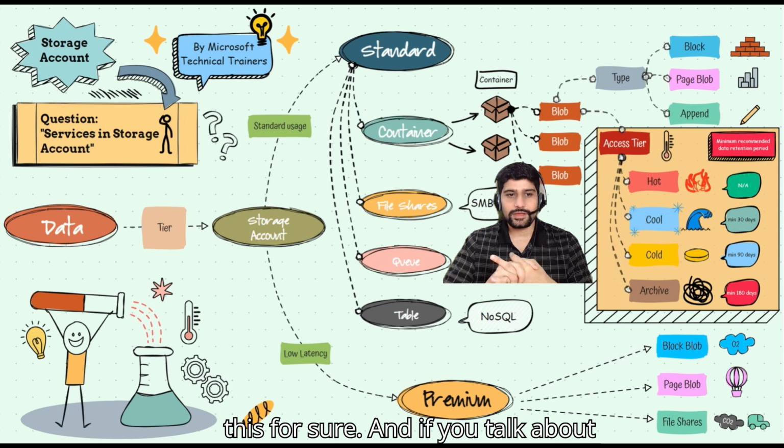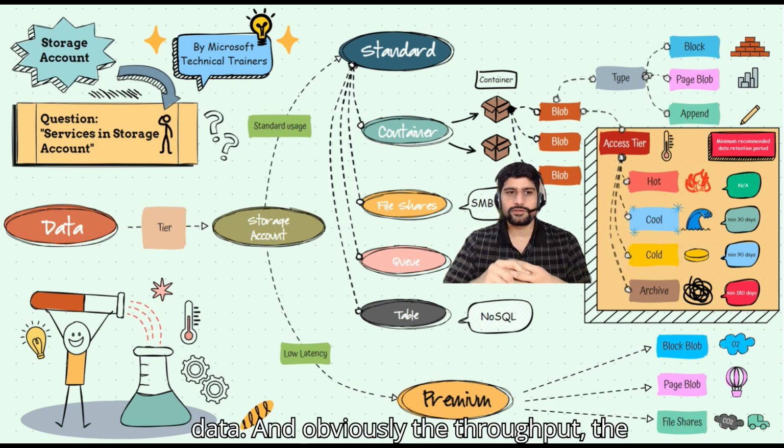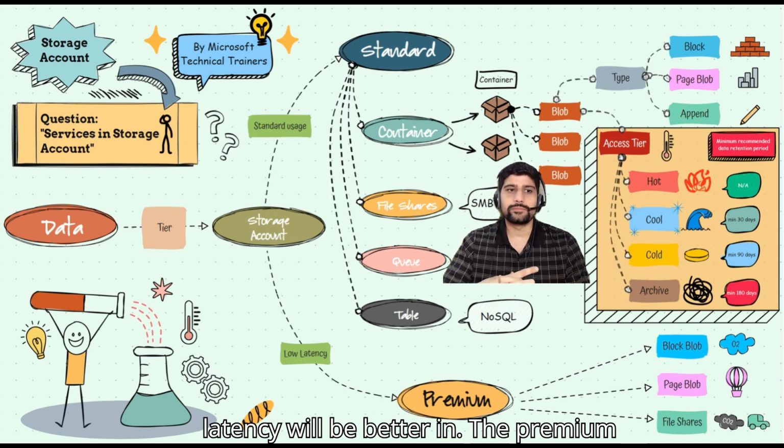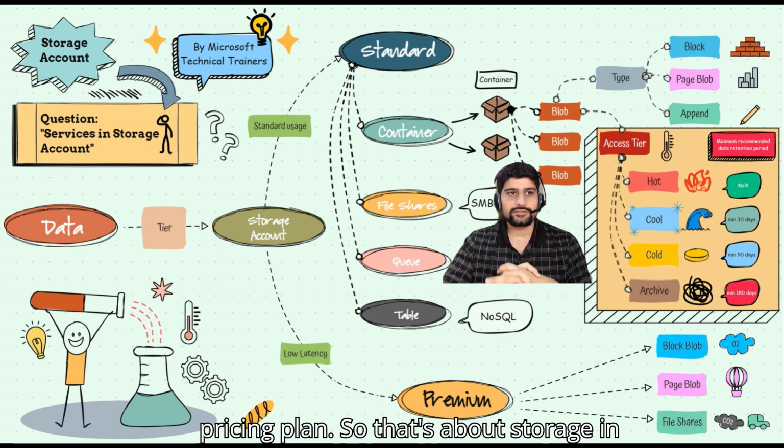And if you talk about premium storage, you get blob, page blob, and file shares to store your data. And obviously the throughput and the latency will be better in the premium pricing plan when you go with any of these options available in the premium pricing plan. So that's about storage in Azure.